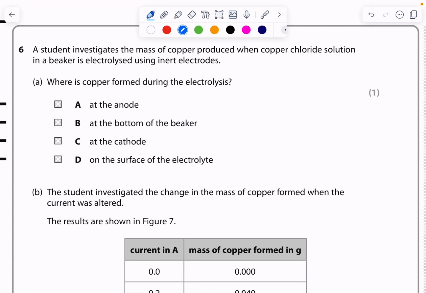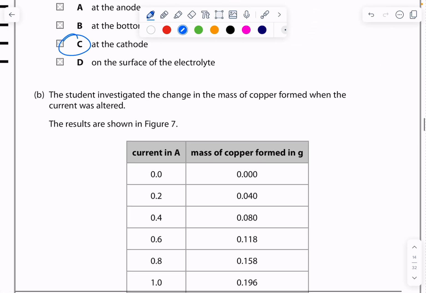So this is an electrolysis question, and the first bit says, where is copper formed during electrolysis? If you remember our core knowledge, copper is a metal, and metals always form cations, and cations always go to the cathode. So the only sensible option there is cathode.